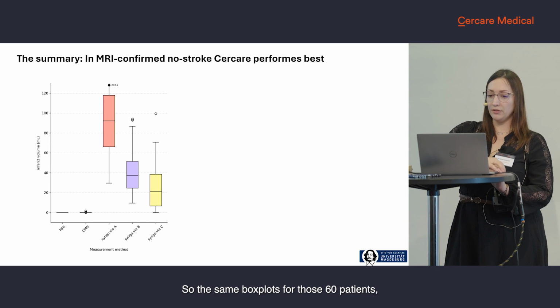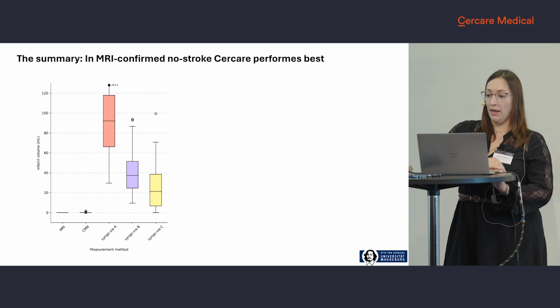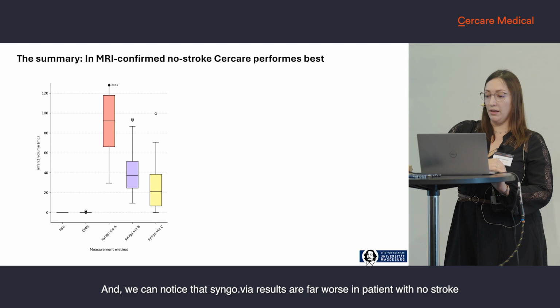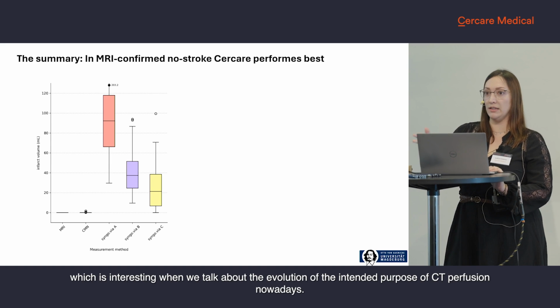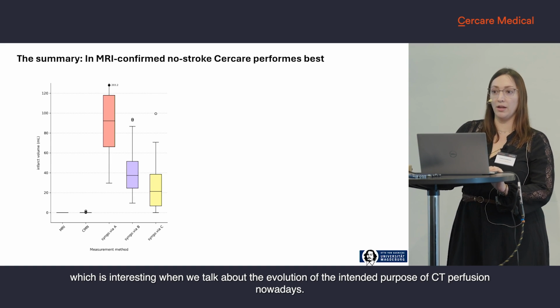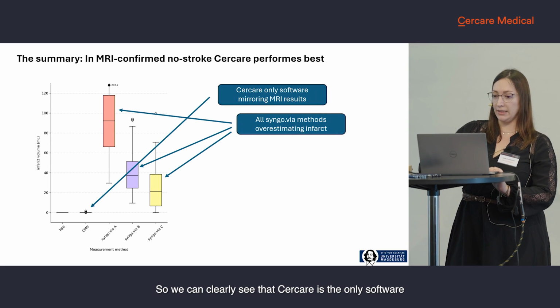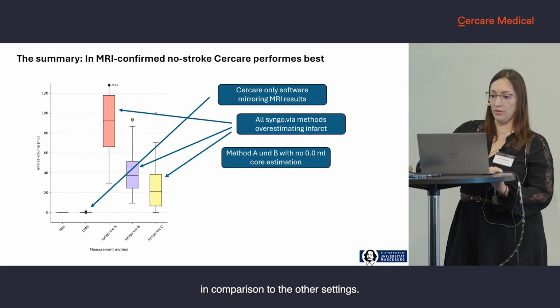So the same box plots for those 60 patients. SINGO via basically detects infarct for every patient. There is not a single patient with no core. Method C looks to be most accurate, but still with a lot of overestimation. And we can notice that SINGO via results are far worse in patients with no stroke than in a cohort with a stroke, which is interesting when we talk about the evolution of the intended purpose of CT perfusion nowadays. So we can clearly see that Cercar is the only software mirroring the MRI follow-up results in comparison to the other settings.